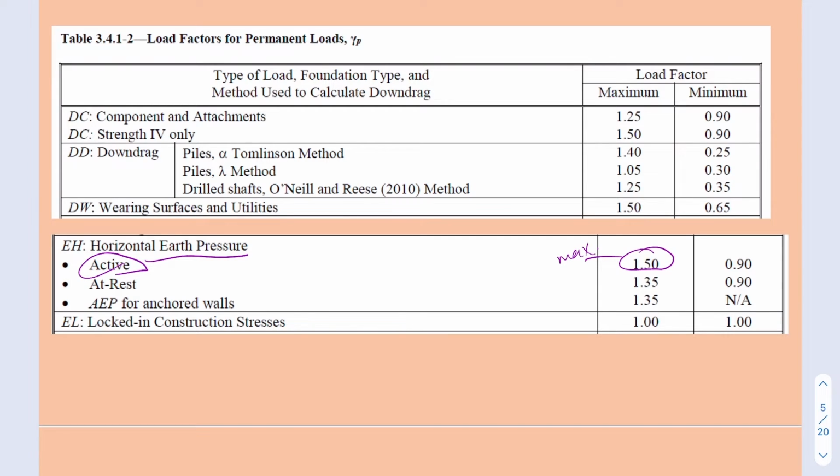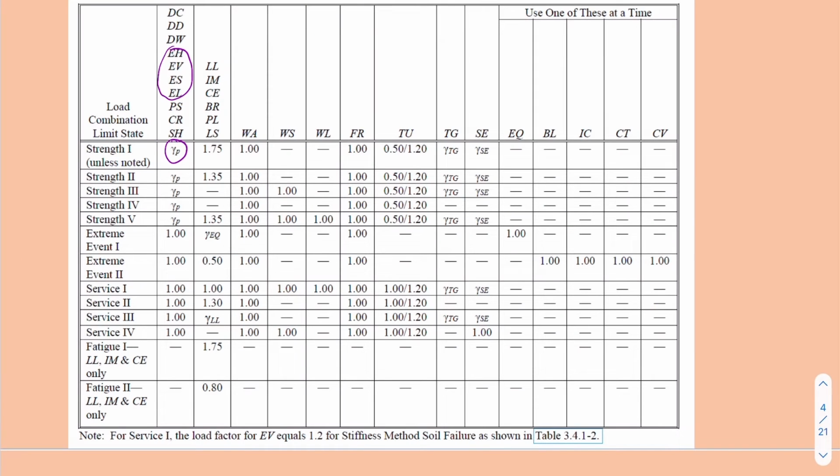And you may be thinking, what about the passive pressure? It should be noted that for a seat pile, active pressure is the load acting on the seat pile, and passive pressure is actually the resistance, which is supposed to balance the active earth pressure. So the factor that will be used for passive earth pressure will be the resistance factor instead of the load factor. Also, the load factor for the live load surcharge is given here. For strength 1, the load factor will be 1.75.